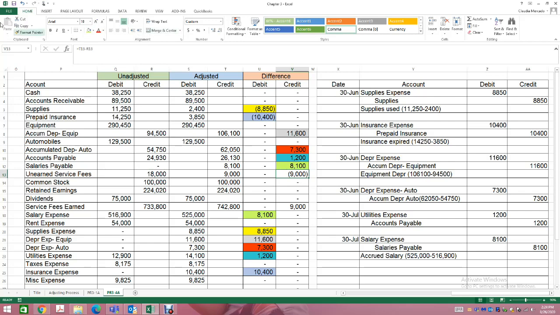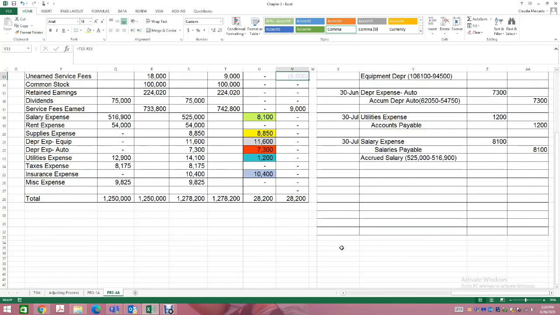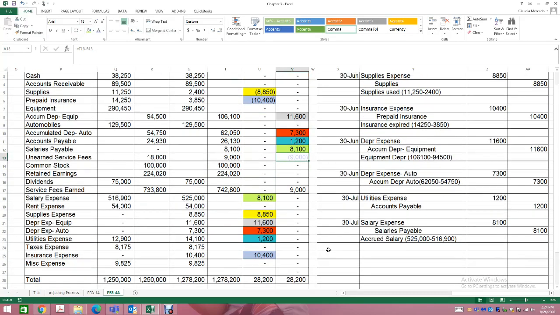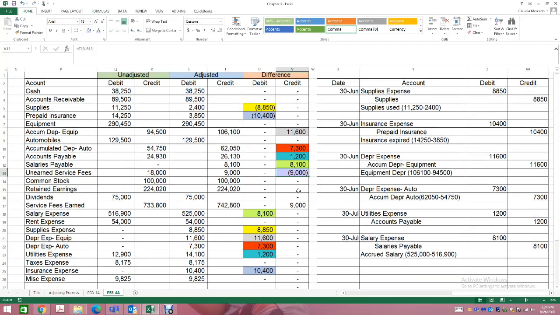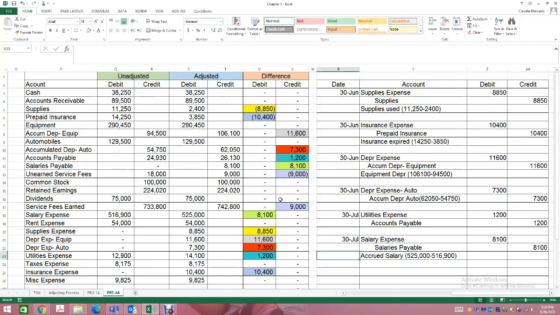So let me get another color. I should have been highlighting. Okay, here we go. $9,000, $9,000. So unearned service fees went from 18 to 9, so that is a decrease of 9,000. Here we have service fees earned, 9,000. So an adjustment needs to be made to bring these two accounts to their normal balance.